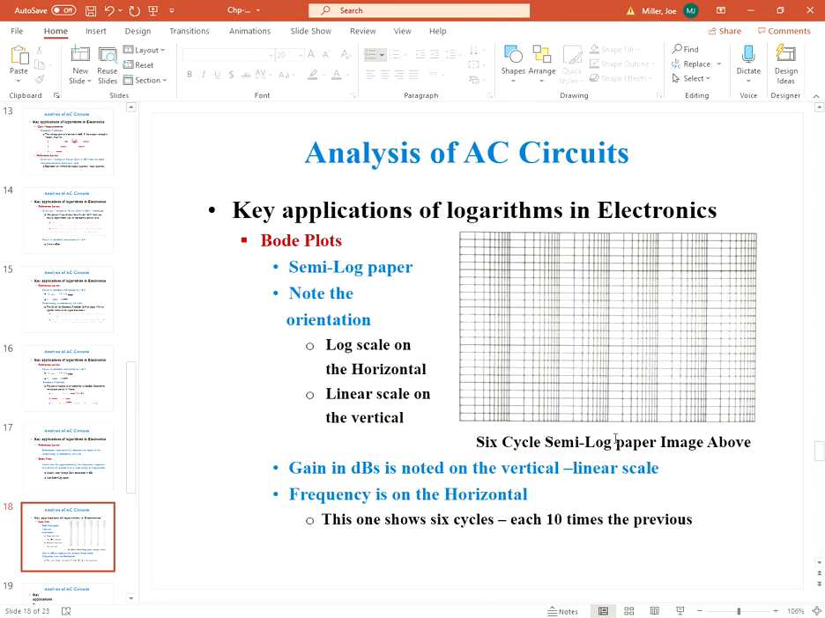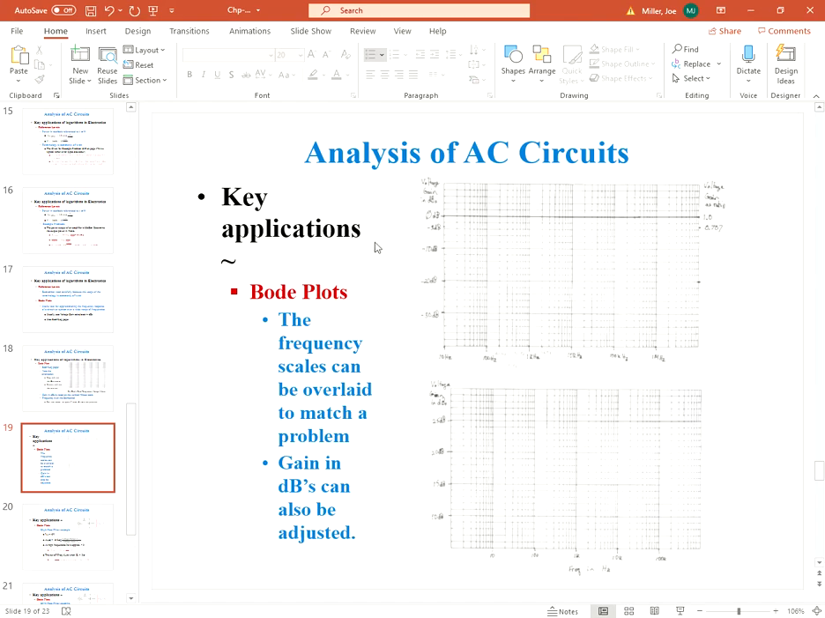Now, on this particular representation of semi-log paper, this cycle of large to small, where there are 10 lines involved, happens 6 times. This is known as 6-cycle semi-log paper. Gains in decibels are noted on the vertical axis on the linear scale. The frequency is on the horizontal axis. Now, the frequency scales can be overlaid to match a given problem. For example, if we look here, we start off here with 10 hertz, 100 hertz, 1,000, 10K, 100K, 1 million. And this would be 10 million over here. And the dBs are laid out linearly.